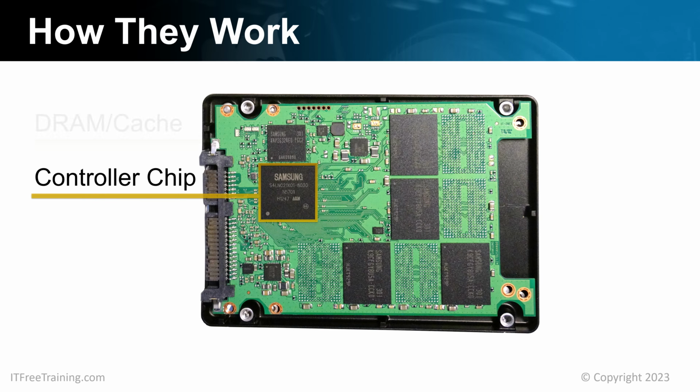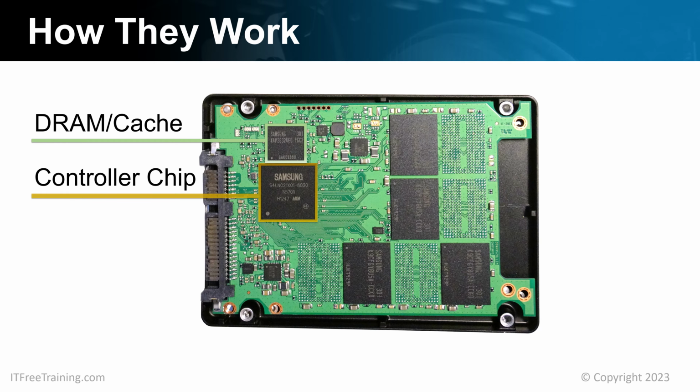Many solid-state drives also contain a DRAM chip. The DRAM chip is used to cache data. This allows the solid-state drive to be more responsive when data is being written and also allows better scheduling of data transfer to and from the flash memory. This can make the solid-state drive perform better.